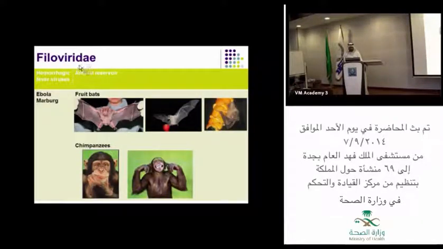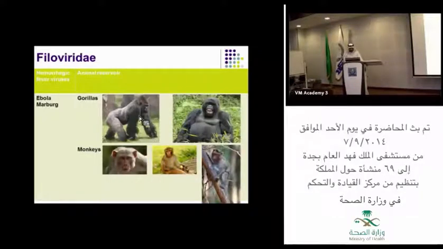Now, this is the Filoviridae, the animal reservoir of Ebola. It is not yet very clear which animal is the reservoir of Ebola, but it is strongly believed that fruit bats, pictures of which are shown here, are the definitive reservoir of this deadly virus. Other animals can also get infected, like human beings, for example chimpanzees, gorillas, monkeys, all strains of monkeys are susceptible to Ebola infection.